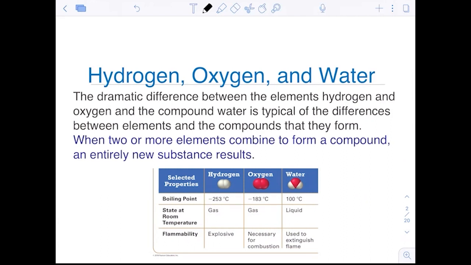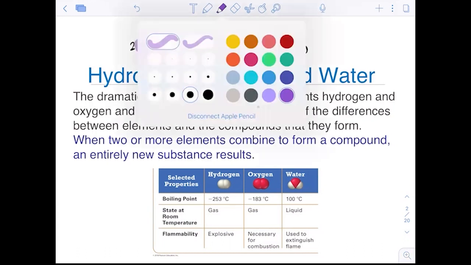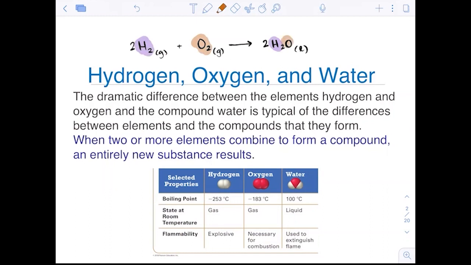When we think about the reaction between hydrogen, which is a diatomic gas, and oxygen, which is a diatomic gas, meaning two atoms are always found bound together in nature, what they form is H2O. We'll take a minute and balance those. Now, what we see in this reaction is that we have two elements that are joined together to form this new molecule.